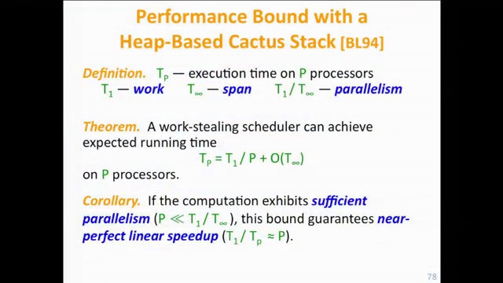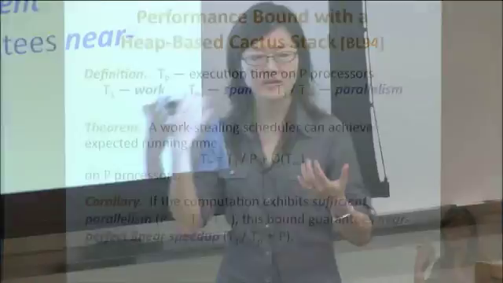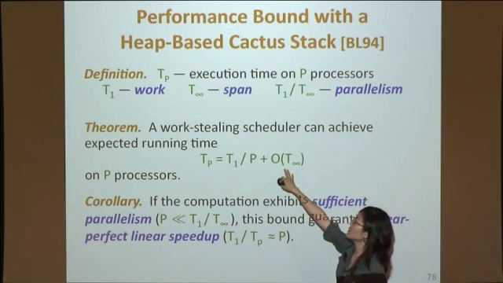In terms of performance bound, using a heap-based cactus stack, this is the bound. At every time step, the worker either does work or steals. After a constant number of rounds of steals, you will successfully steal and make progress on your critical path. In this bound, the constant hidden behind the big O roughly corresponds to the overhead of performing a successful steal. And using a heap-based cactus stack, that overhead is just switching a few pointers.